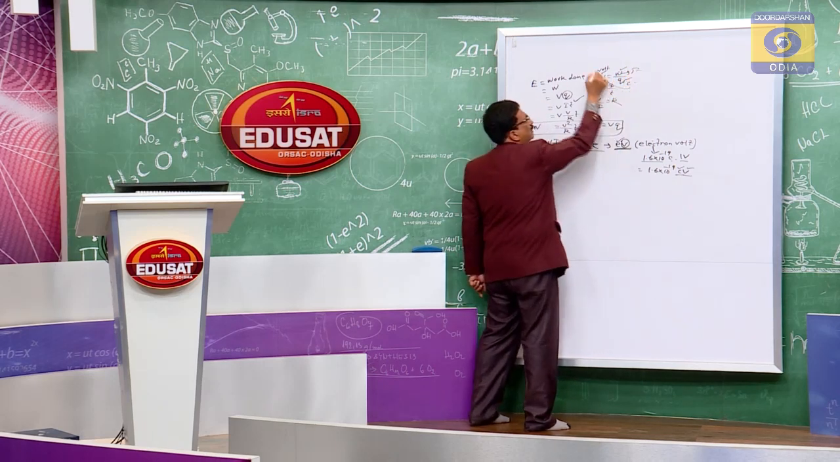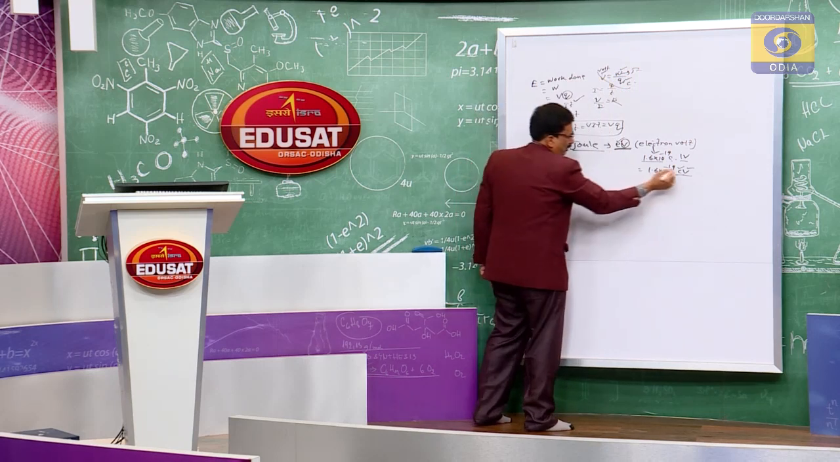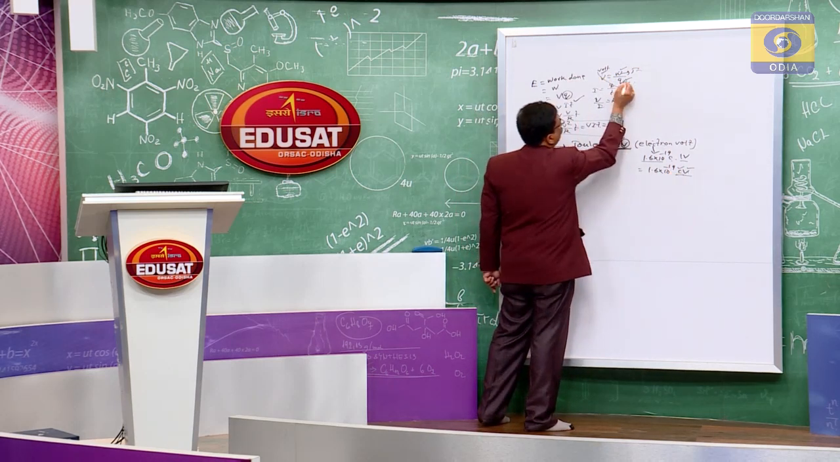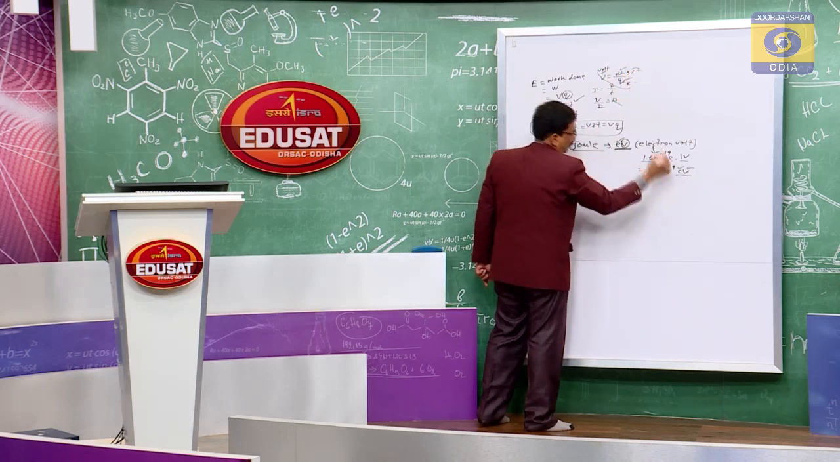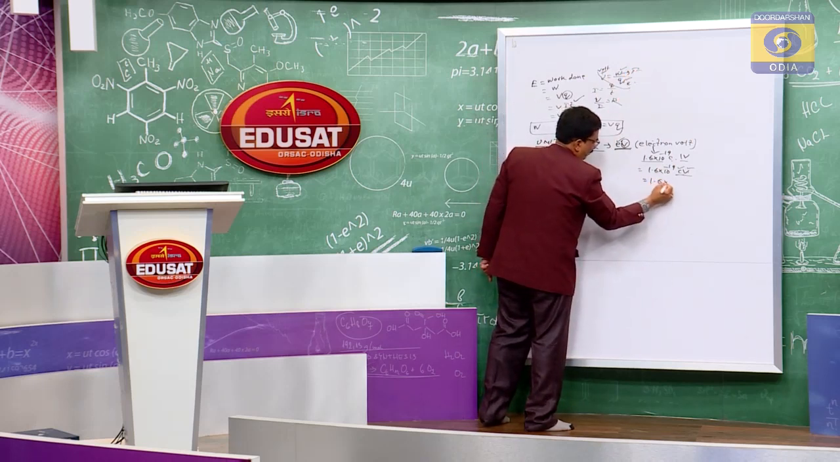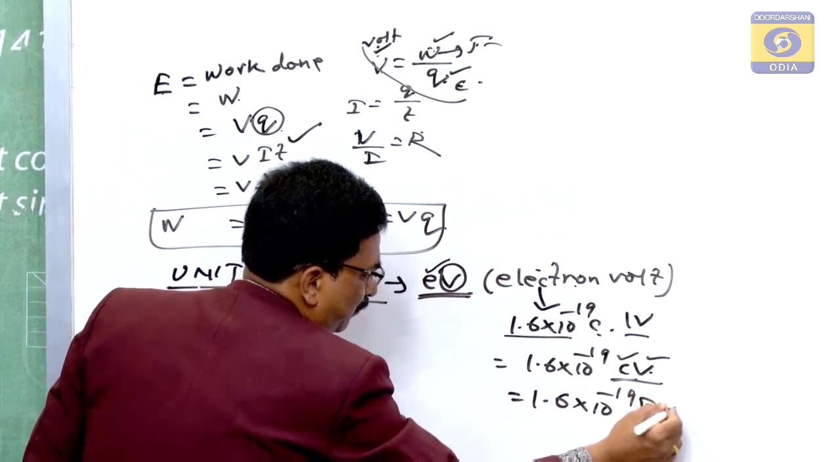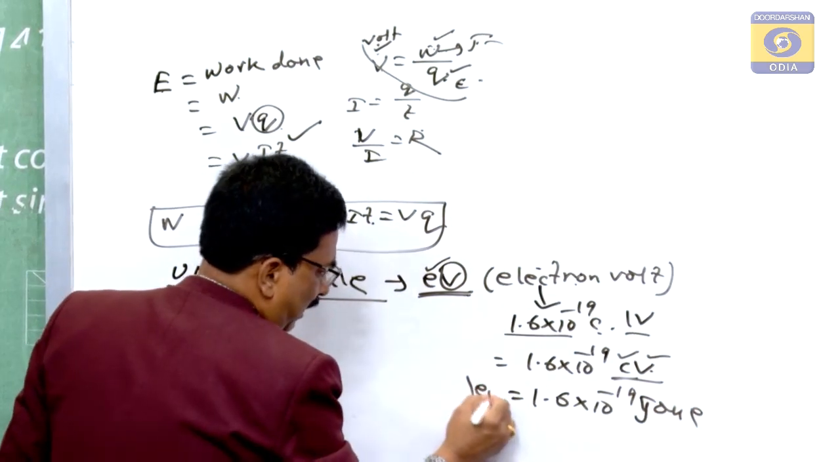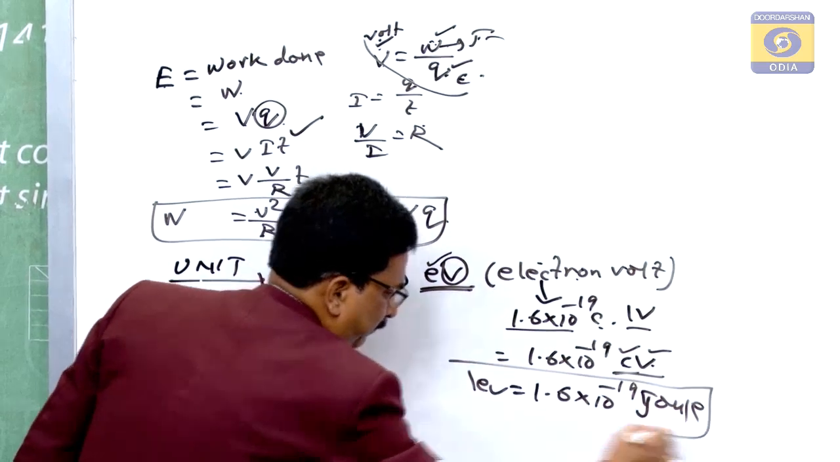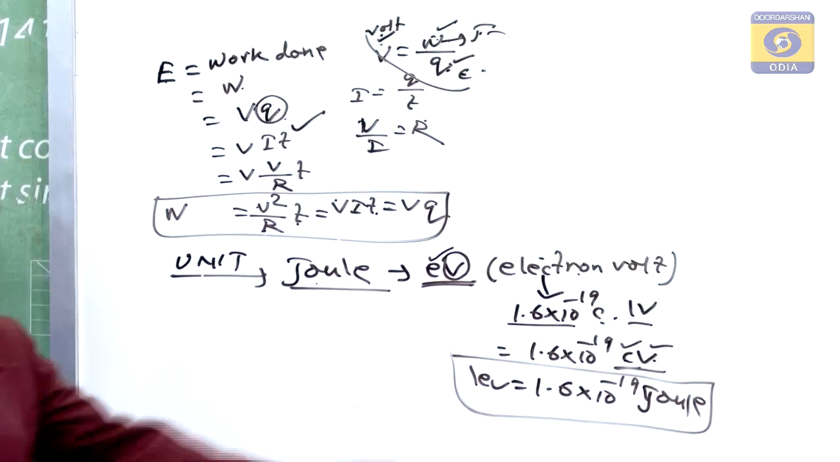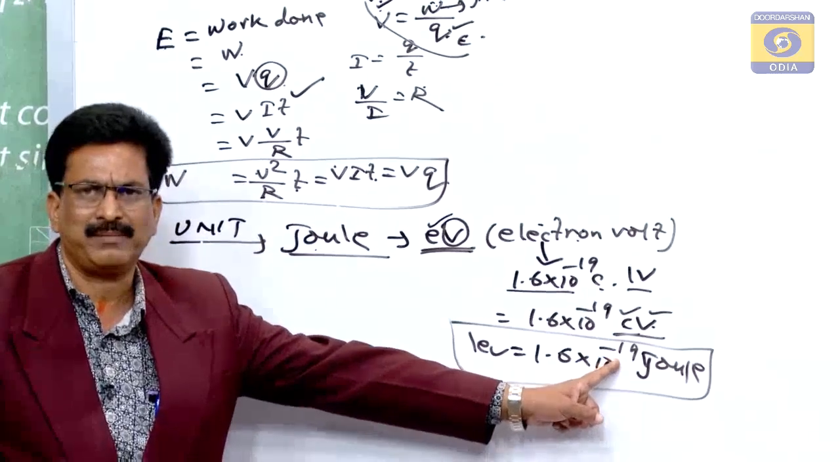So this joule is equal to coulomb into volt. So coulomb into volt is equal to joule. Therefore that is equal to 1.6 into 10 to the power of minus 19 joule. Therefore 1 eV is equal to 1.6 into 10 to the power of minus 19 joule.